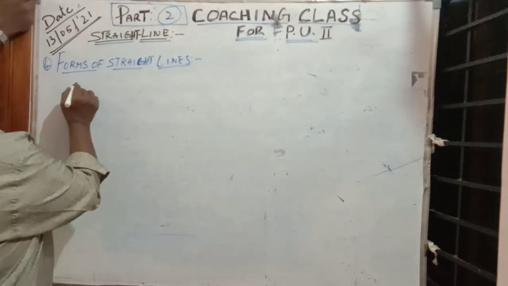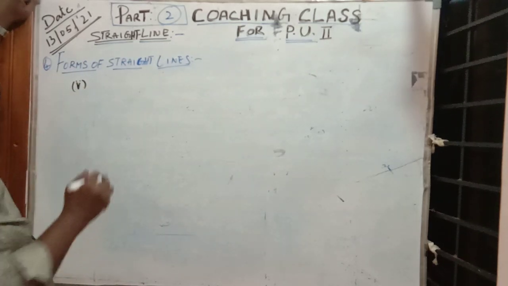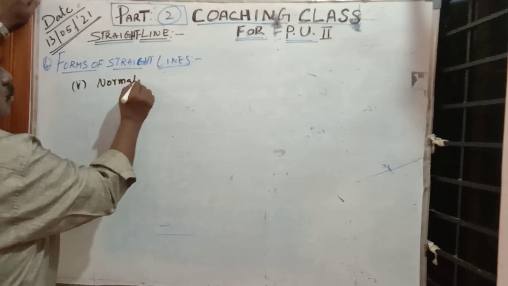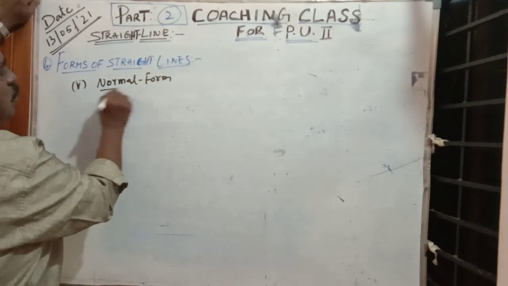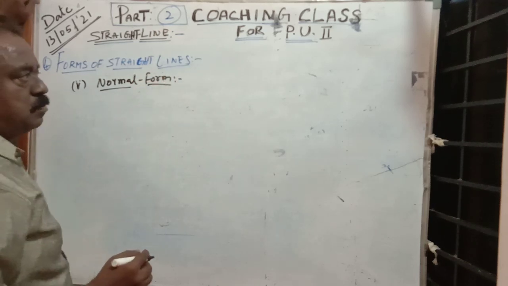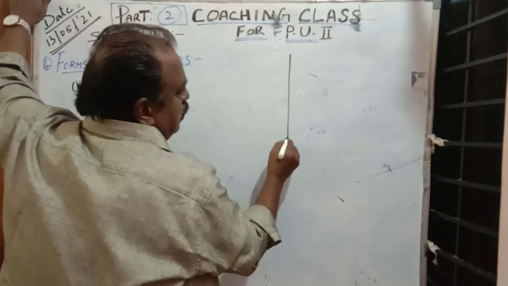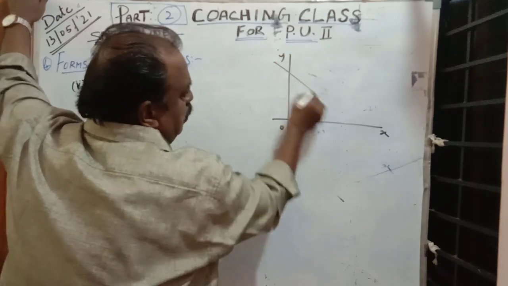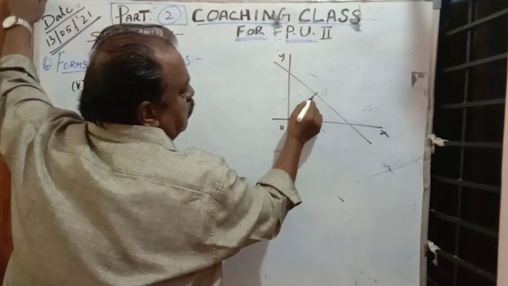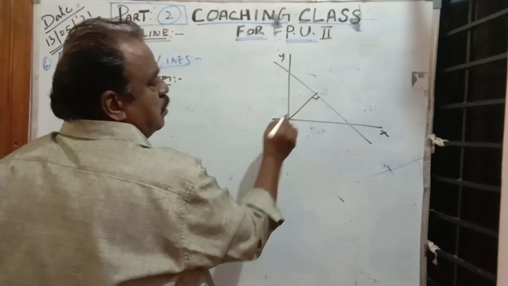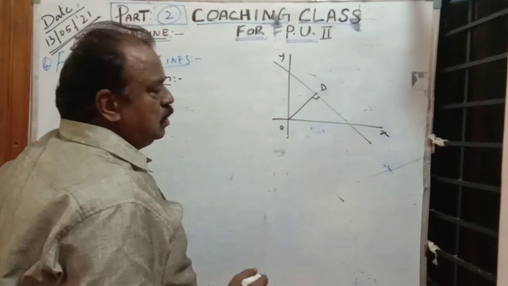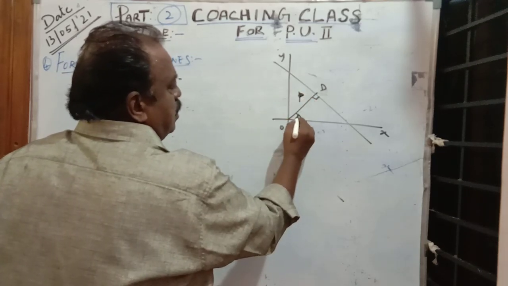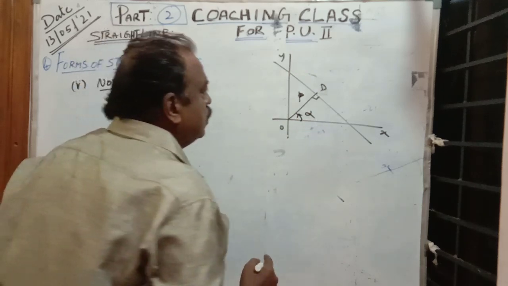The fifth one is the normal form. You see, for the normal form, first I draw the diagram. It has the x-axis and y-axis. A line is like this. From the origin to the required line, a normal means perpendicular, say OD, whose length is p units, and it makes an angle alpha.